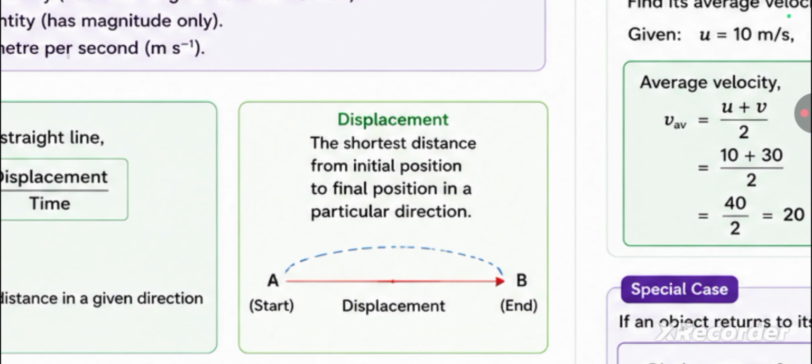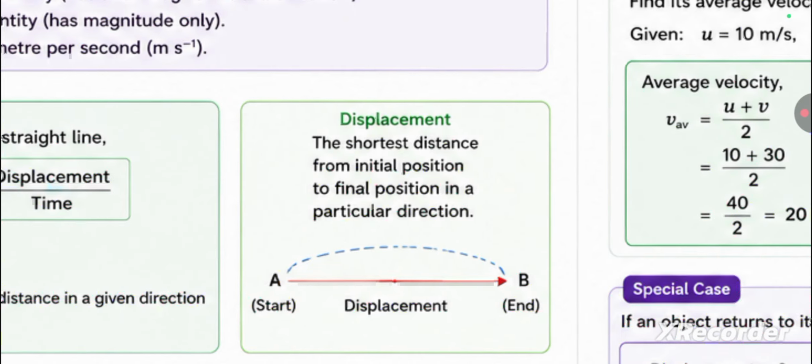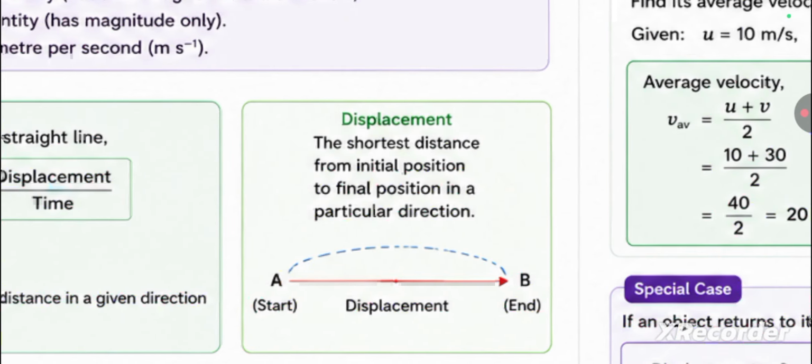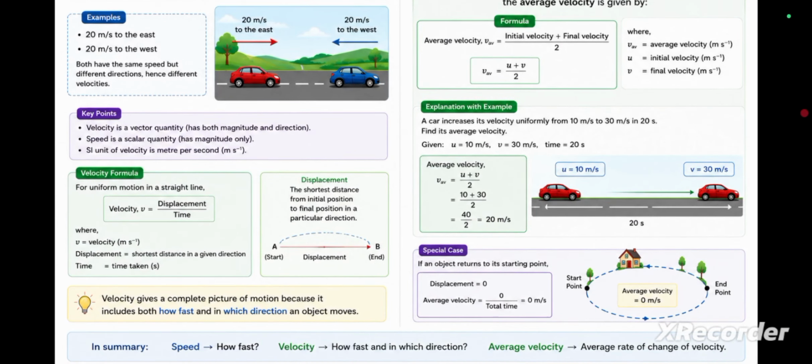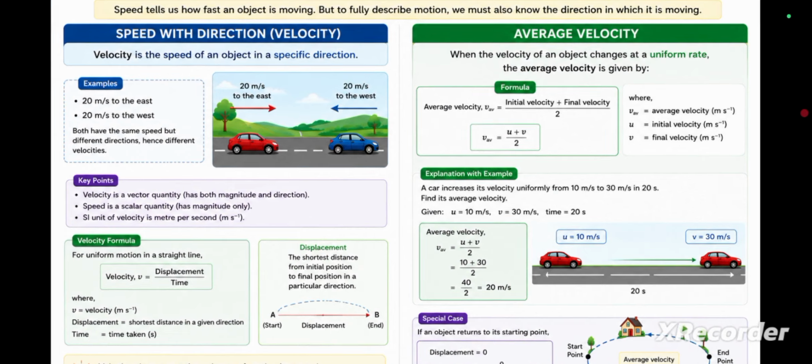Here A is the starting point and B is the ending point. We can calculate the distance in two ways. One is a straight line and another one is a curve. But the straight line is the shortest distance, so it is called displacement. It has direction also, so it is a displacement. Now velocity gives a complete picture of the motion because it includes both how fast and in which direction an object moves.